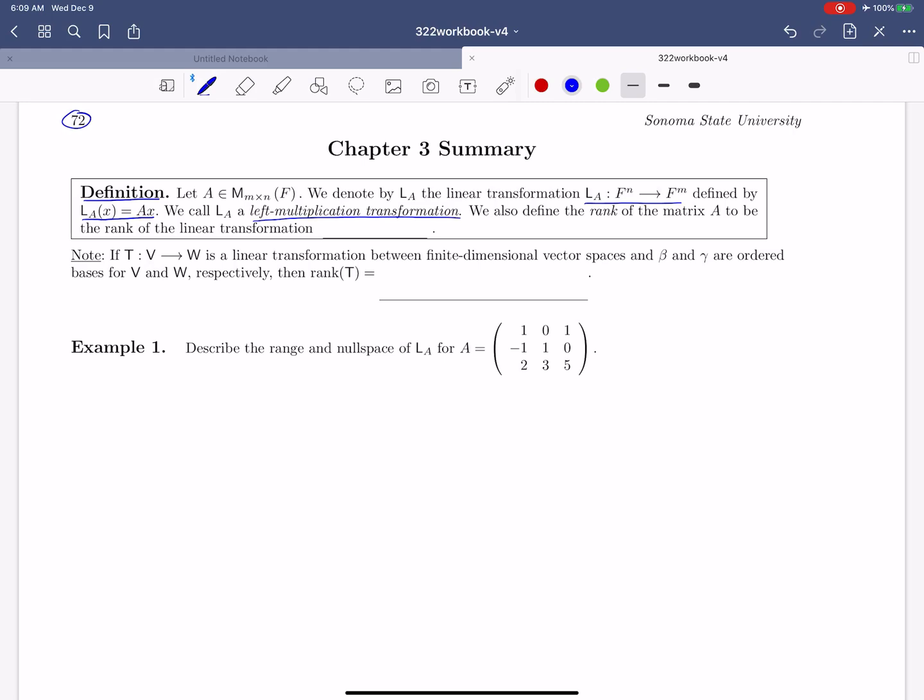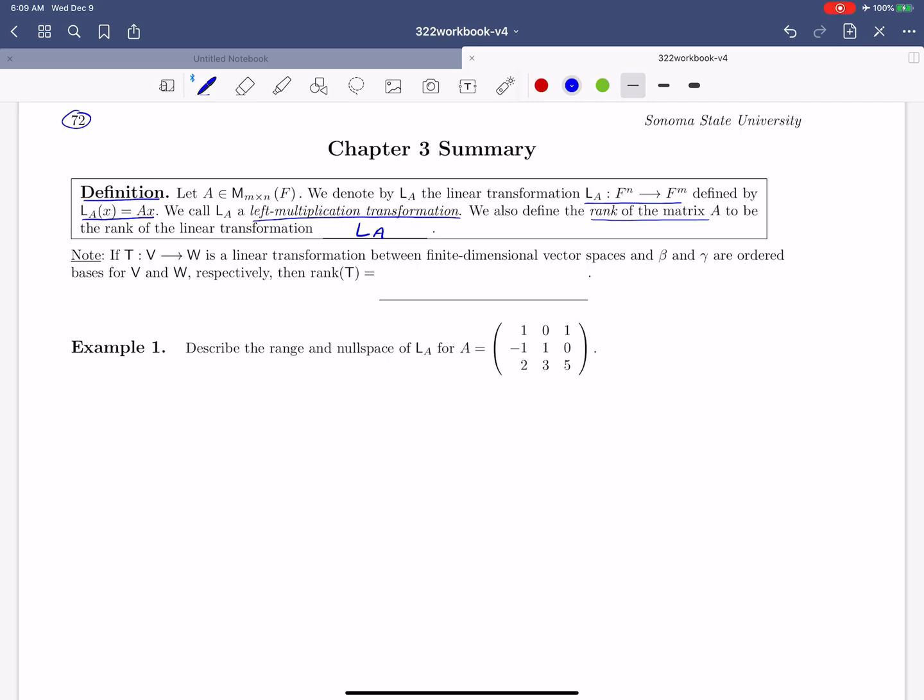Now, the next sentence in this definition is going to be new for us. We define the rank of the matrix A to be the rank of the linear transformation LA. We already know how to find the rank of a linear transformation. It's just the dimension of the range. So what this is saying is that we can also talk about the rank of a matrix, and we're just going to define that to be the rank of this left multiplication transformation.